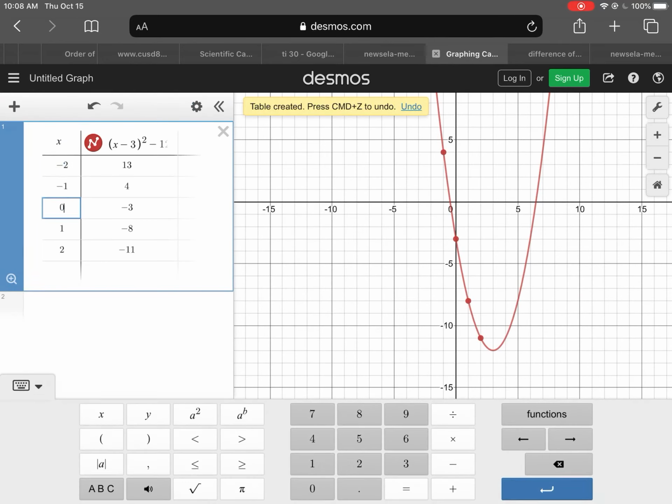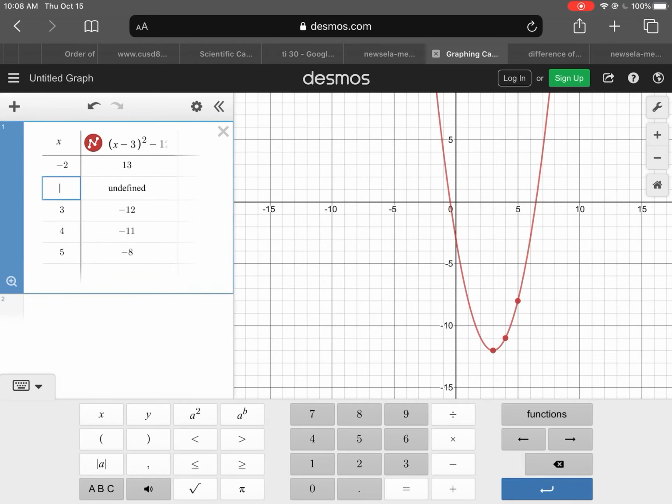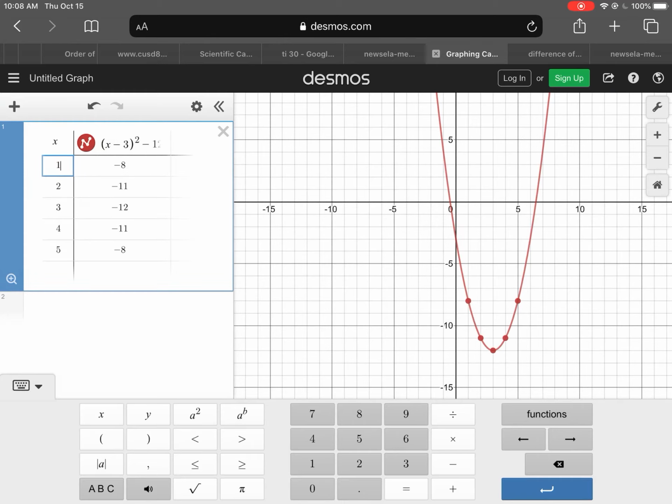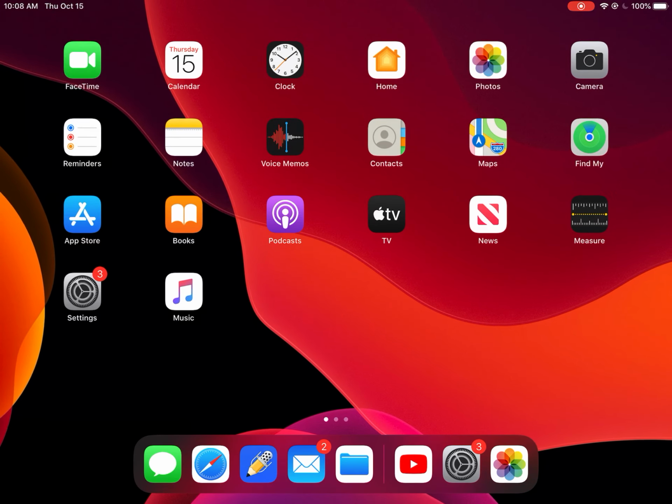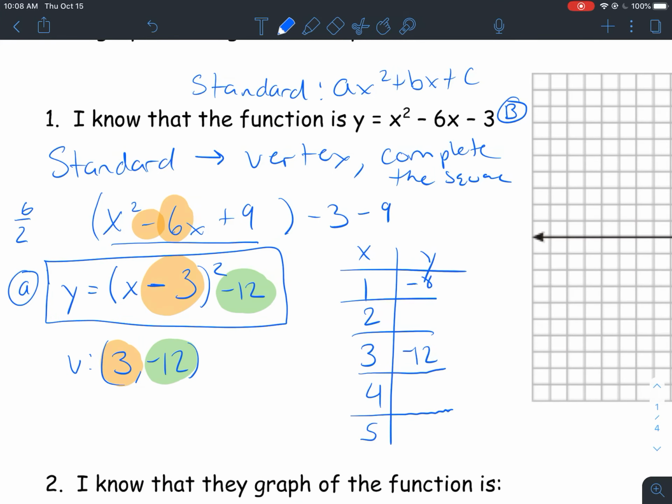So if you recall, we had a positive 3. Then we wanted a 4 and a 5, and then a 2 and a 1. If you look at this chart, we can fill in our y values without even having to plug them in. We've got negative 8, negative 11, negative 11, negative 8. So let's write those in.